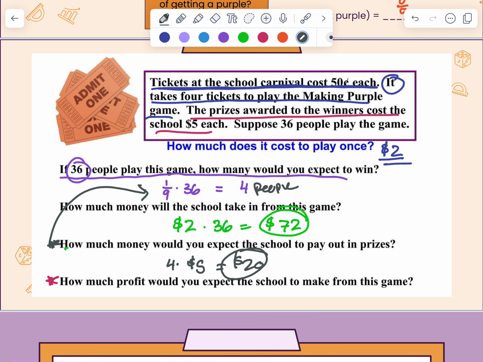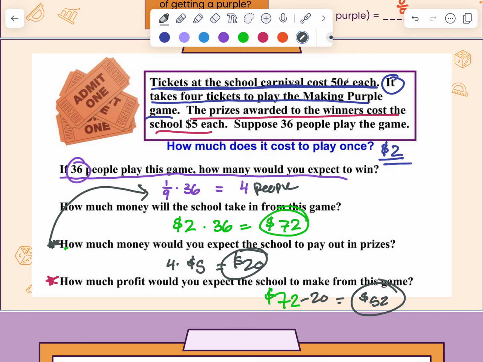Now here's where expected value comes into play. How much profit am I expecting to make from this game? Well, I'm going to bring in $72. I'm going to pay out $20. Means I'm making $52. Not bad.